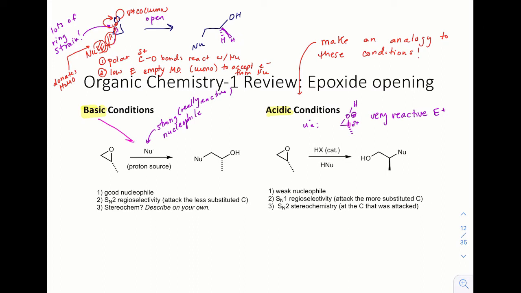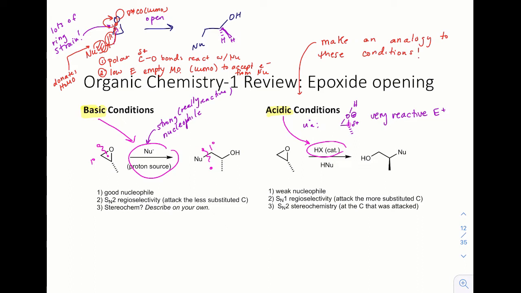Basic conditions refers to the strong or basic, often nucleophile. Acidic conditions refers to the presence of an acid catalyst, again generating this very reactive electrophile. Under both sets of conditions, the epoxide is opened, right? Under basic conditions, this bond is broken. It's no longer here in the product. It's been broken. And this bond has been made between the nucleophile and the primary carbon.